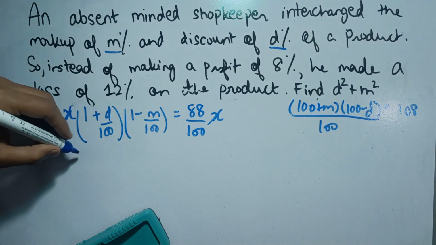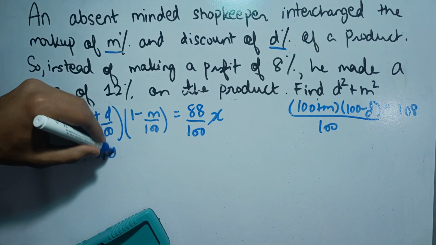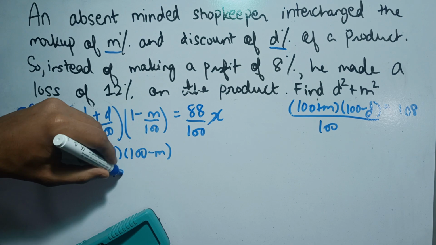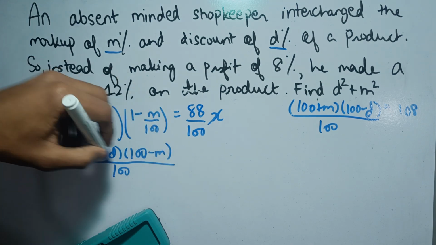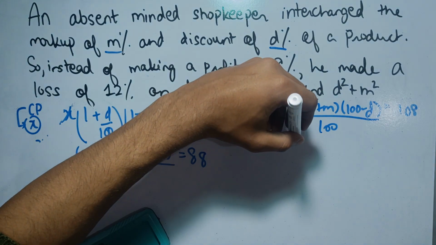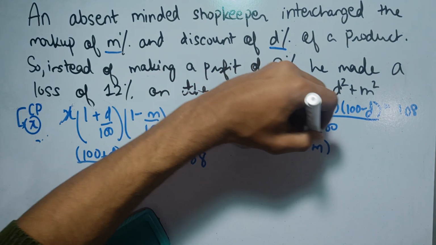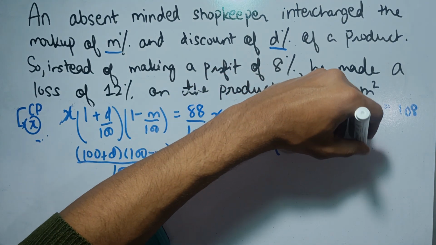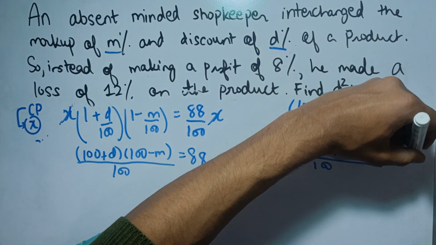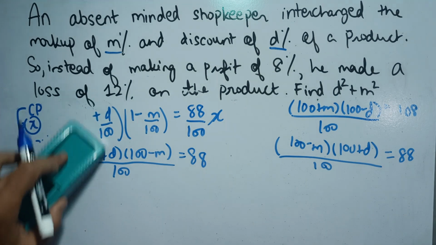X and X get cancelled again. This would be 100 plus D into 100 minus M upon 100, and 100 gets cancelled out. This would become 88. So the next equation is 100 minus M, 100 plus D upon 100 is equal to 88. So we have the two equations. Now we'll solve this further.